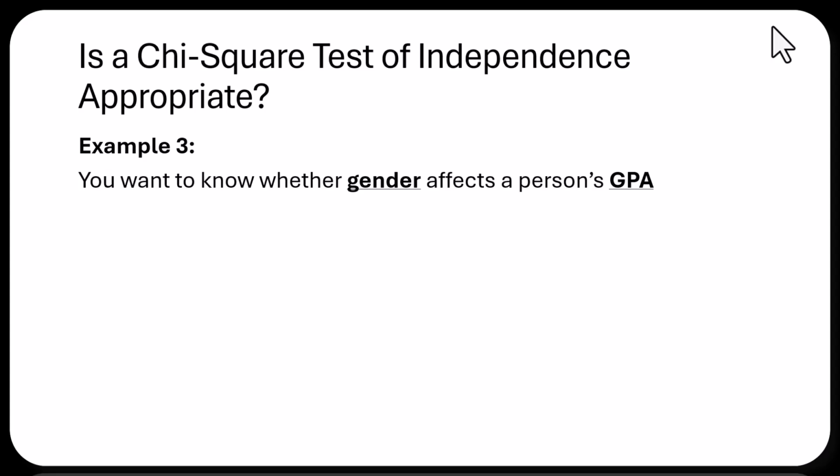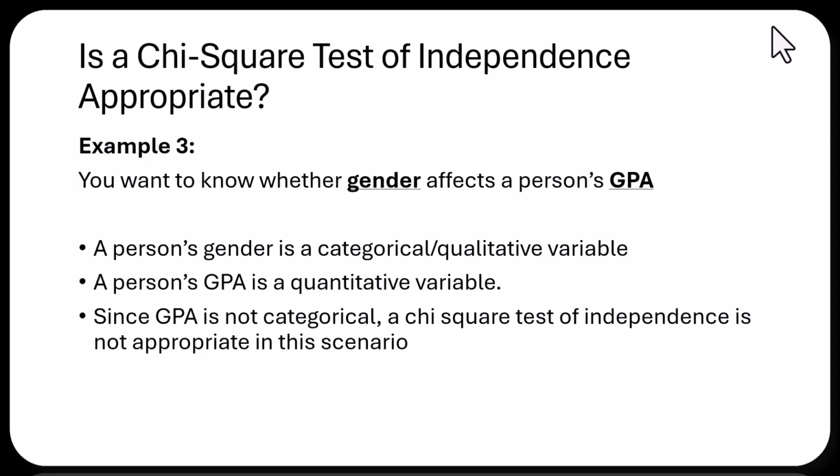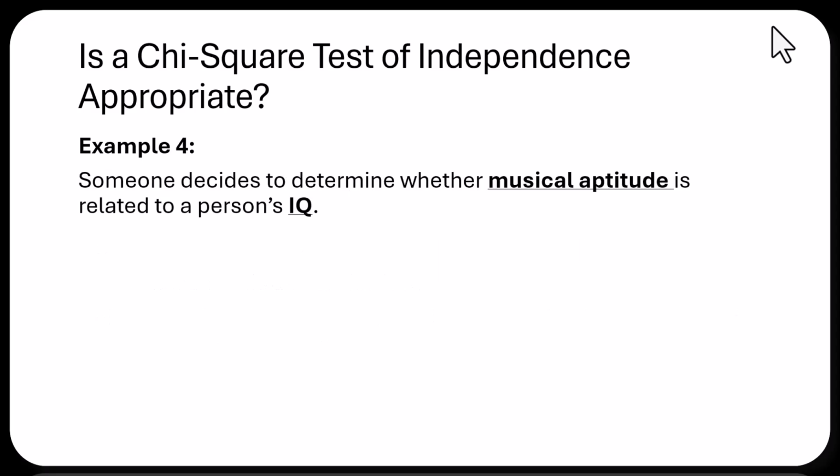Let's do another example. You want to know whether gender affects a person's GPA. Again, pause this video, write down your answer, and then unpause it to see if you are correct. Well, a person's gender is categorical or qualitative. But what about a GPA? Well, that's actually quantitative, right? It's a count or a measure. Since GPA is not categorical, a chi-square test of independence is not appropriate in this scenario.